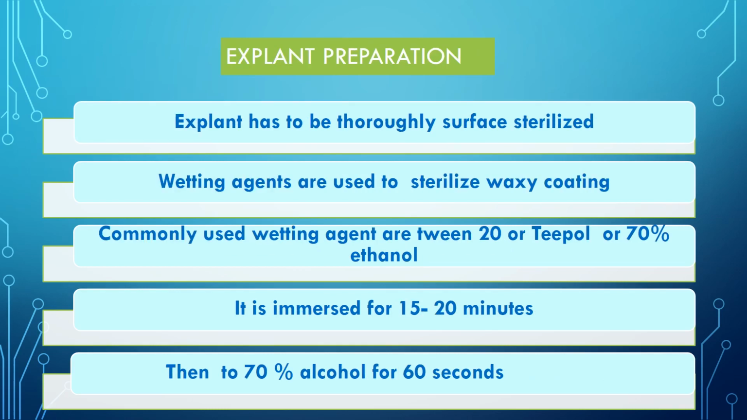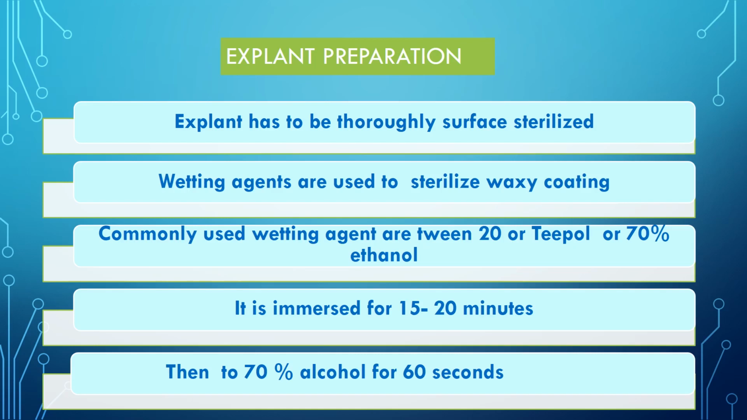Let's learn the methods of sterilization of explant. Irrespective of the type of explant used, if they are collected from plants grown in the field or from the wild areas, they need to be thoroughly surface sterilized. If the explant has a waxy coating, one should also use a wetting agent before the sterilant to ensure good contact of the sterilant with the surface of the explant. The commonly used wetting agents are Tween 20, Teepol solution or alcohol, that is 70% ethanol.